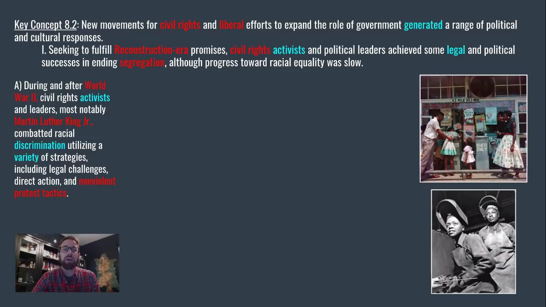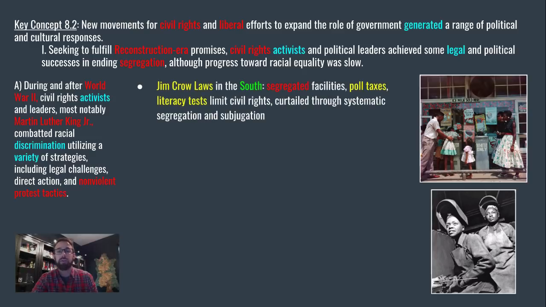All right, so the first thing we need to touch on is a review of what the situation was like in the United States after World War II, dealing with civil rights, and especially Jim Crow in the South. Now, if you remember, going back to the end of the 19th century, we had Plessy versus Ferguson, this decision by the Supreme Court that said that separate but equal was the law of the land.